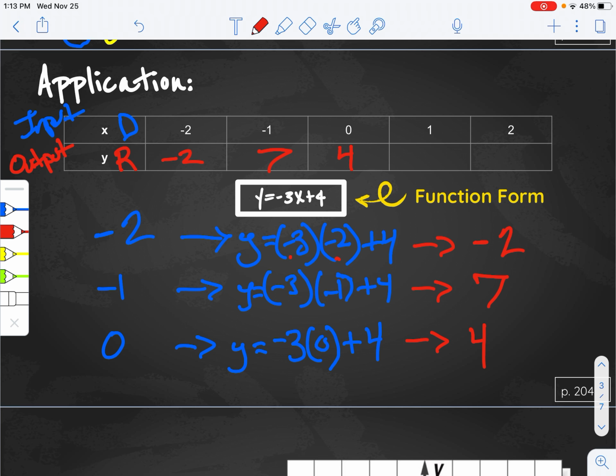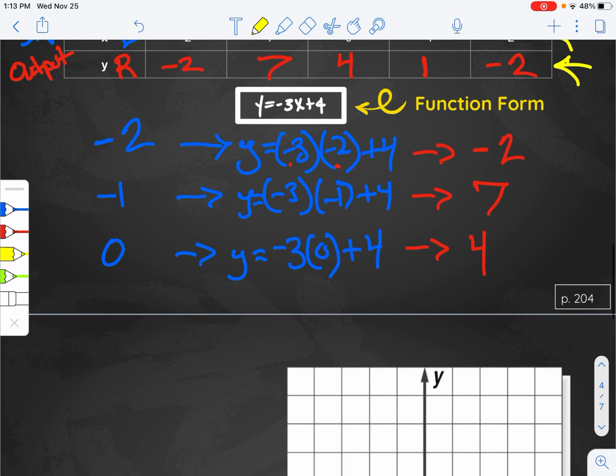All right, welcome back. Really quickly, the outputs you should have gotten would be 1 if you plug 1 in. If you plug 2 in, you should have gotten an output of negative 2. That looks good. So this is what our table would look like. Now, again, we have these inputs or these x values here on top, and we have these outputs or y values here on the bottom.